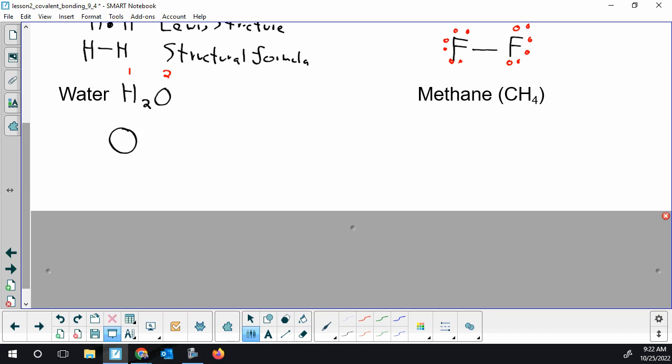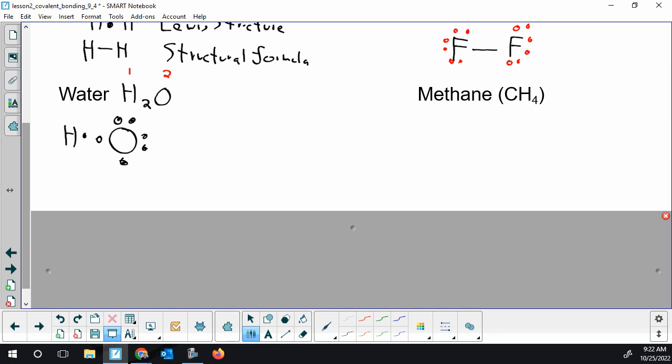You can't put something with a bonding capacity of 1 in the middle, because it can't go more than one way. So our group 1s are always at the end, hydrogen, and our group 7As are always at the end, or halogens. So oxygen has 2 lone pairs, 2 singles. So those 2 singles are going to be where the hydrogens are going to connect.